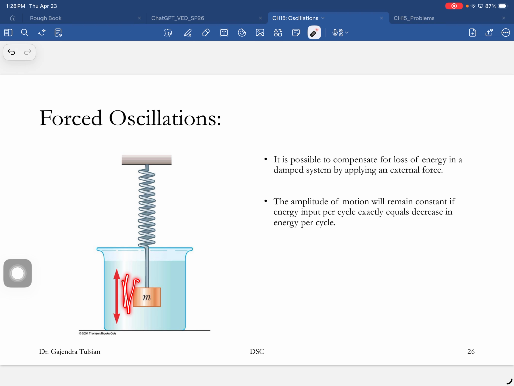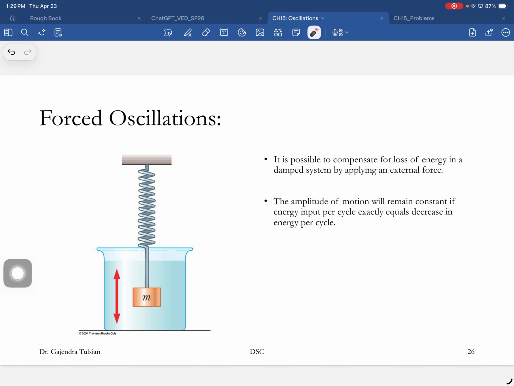What did friction do? It bleeds off energy. Every oscillation, it bleeds off a certain amount of energy. What if you decide you'll put in an equal amount of energy? Let's say it bled off 3 joules of energy per oscillation, and you put in 3 joules of energy. It'll keep going. How long? Forever, as long as you keep putting in that energy. So you can compensate for that. Let's try and do that.